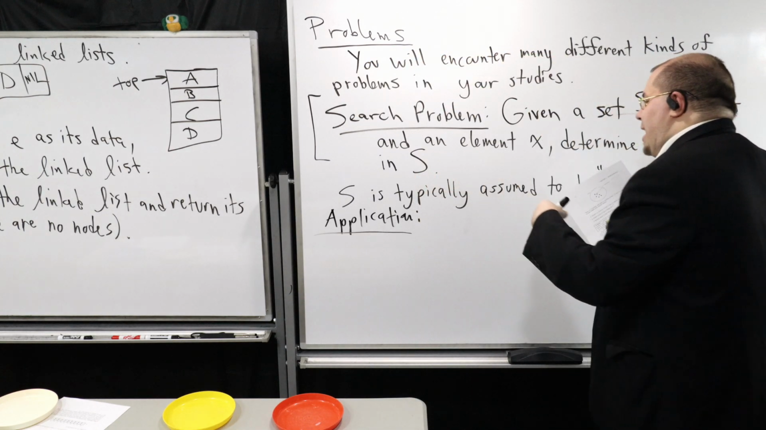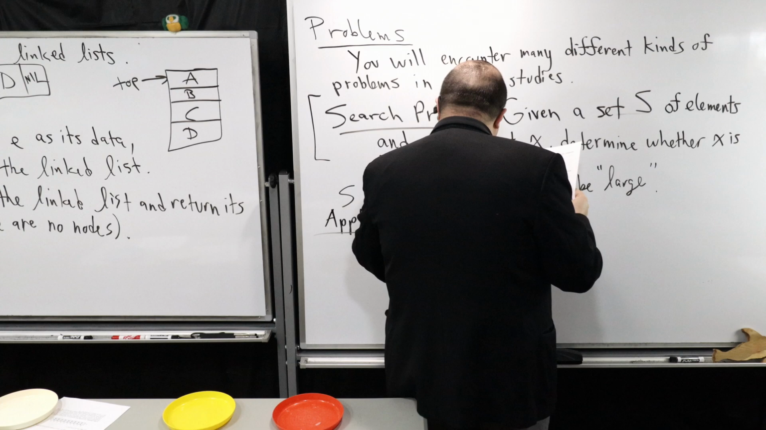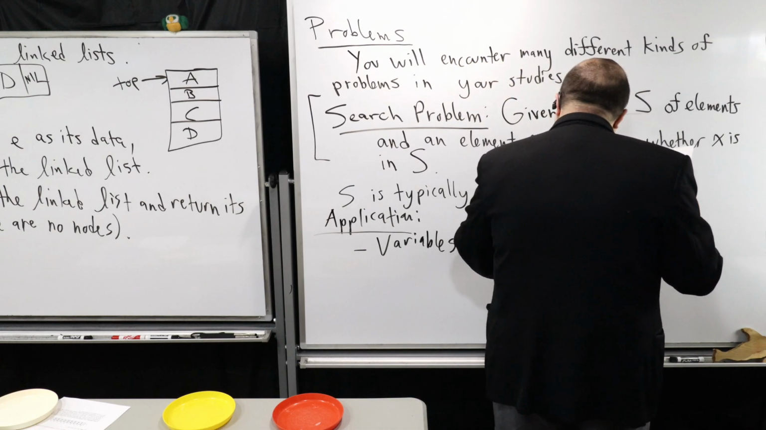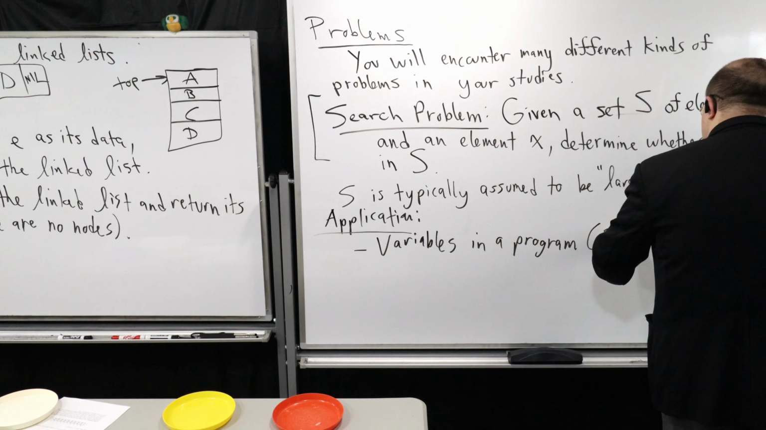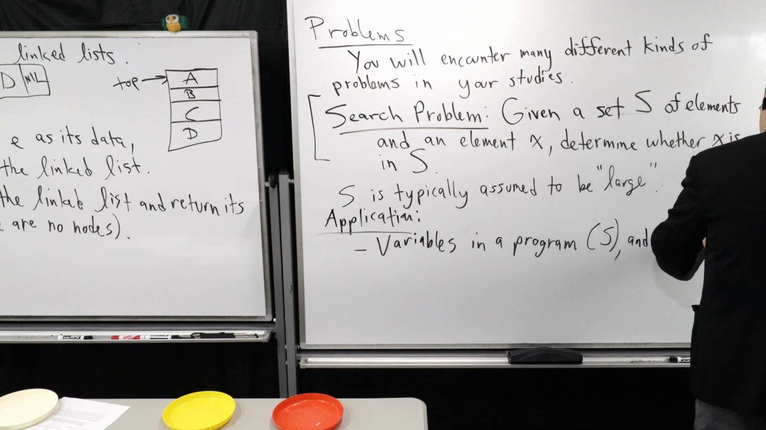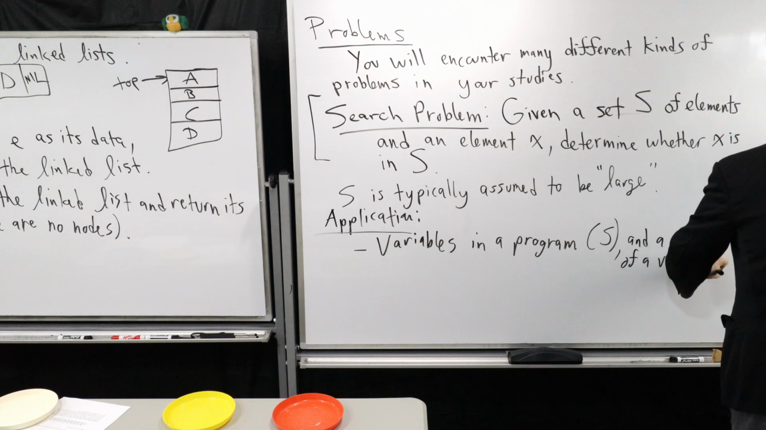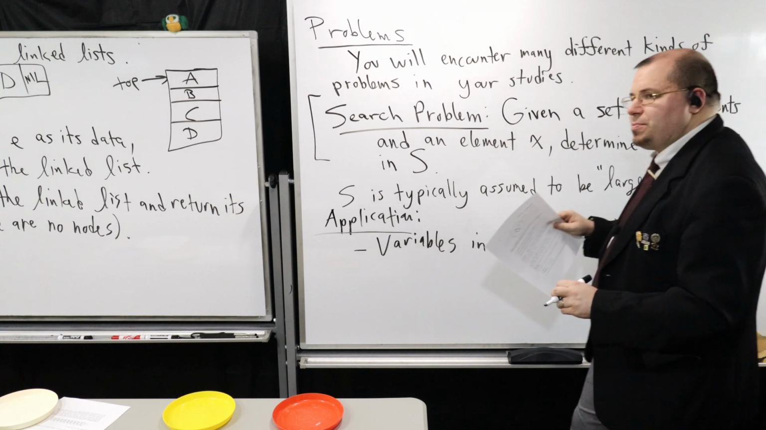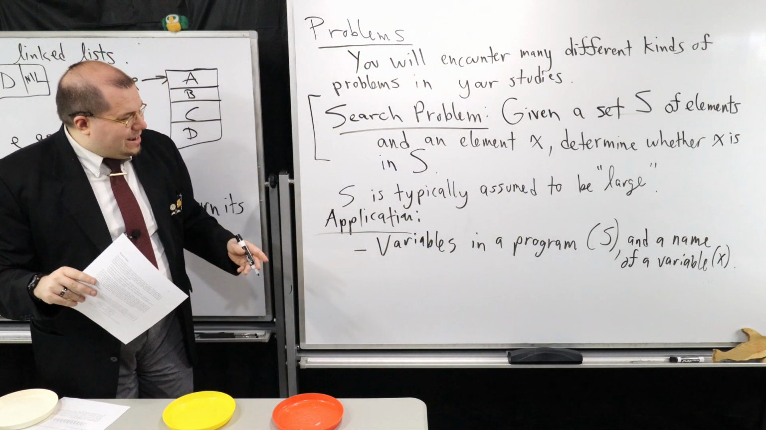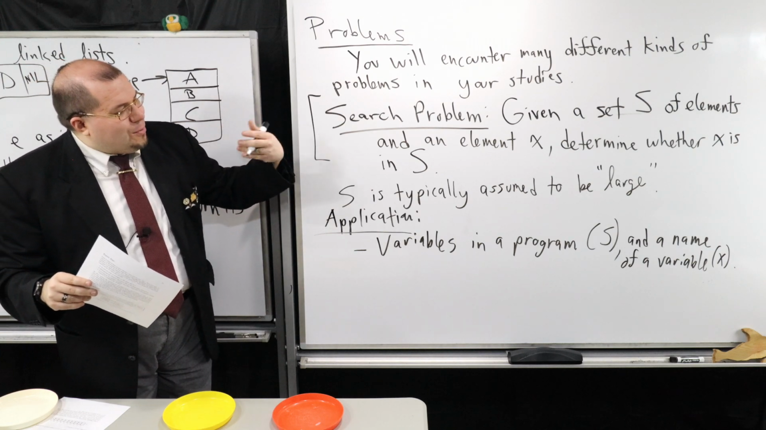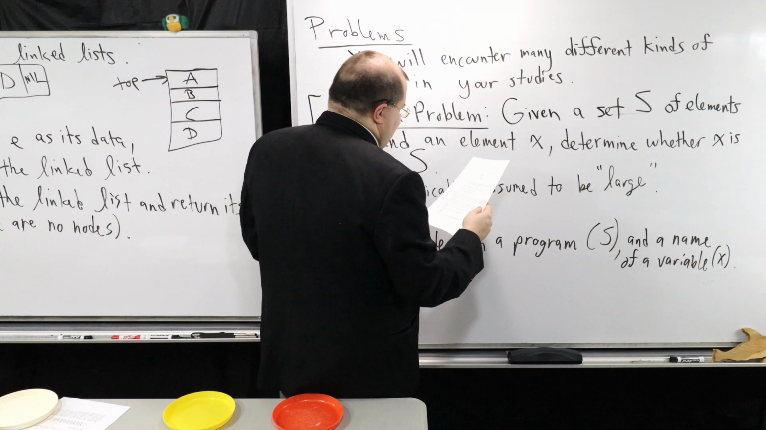So imagine I gave you S. You could think of S as the variables in a program, and a name of a variable. Suppose I have a program and I want to find a given variable in that computer program. This is one way I can cast the input as something that is very real. I give you a program and I want to know where that variable occurs in the program. So you can think of it like a search feature.